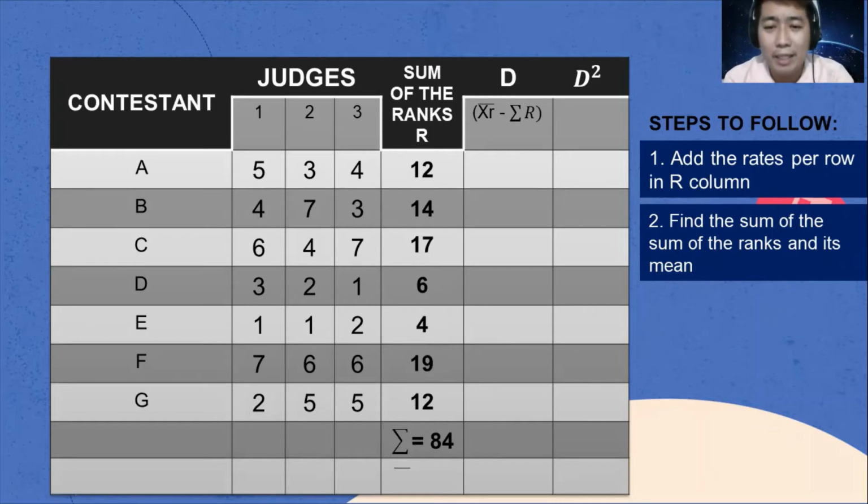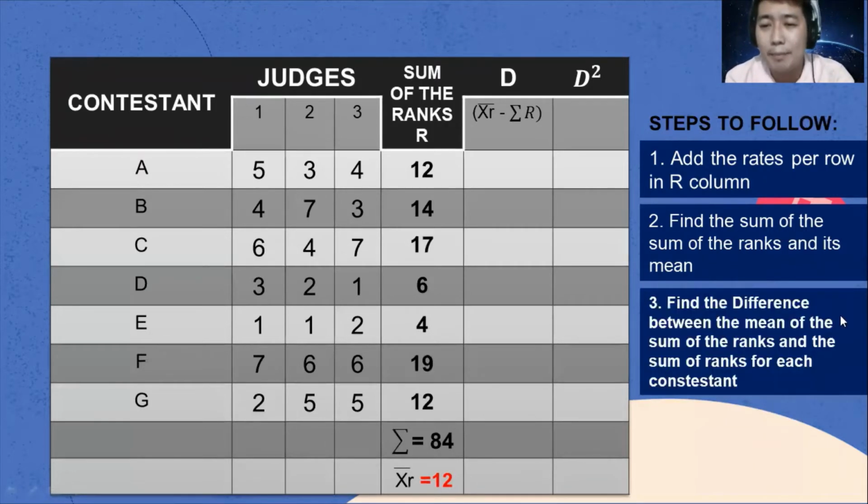Okay, let's find the mean. We are going to divide 84 by 7, since we have 7 contestants. 84 divided by 7, that is 12.